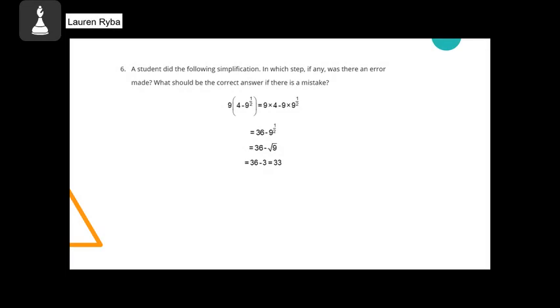A student did the following simplification. In which step, if any, was there an error made? What should be the correct answer if there was a mistake? So I'm going to give you a second. If you want to pause the video here, look through the problem, see if there is a mistake, and if there is, can you find it?